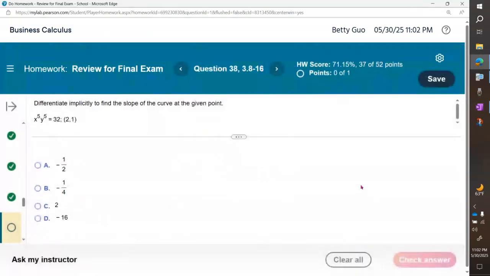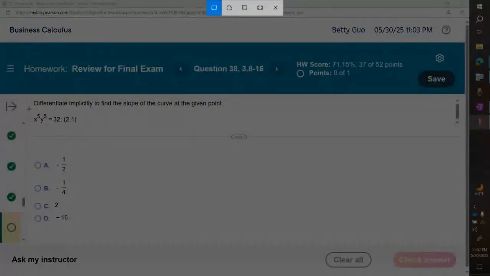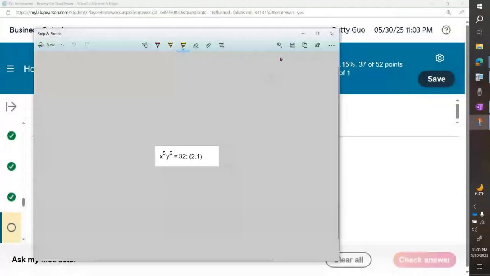Question number 38. Differentiate implicitly to find the slope of the curve at the given point. Same as earlier, but we would have to plug in x equals 2, y equals 1 after we have dy dx.